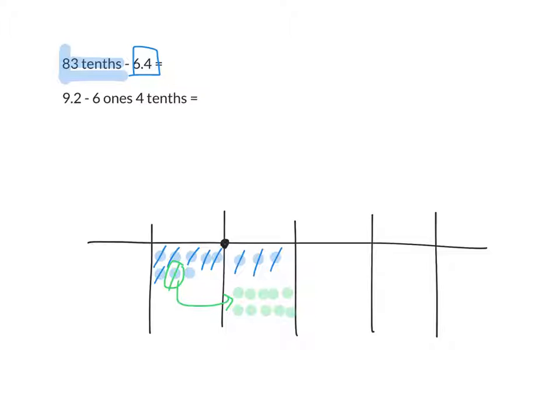Now we can turn our attention back to the subtraction. We had to take away 4 tenths. So far we've taken 1, 2, 3 tenths, and we have to take away one more tenth.